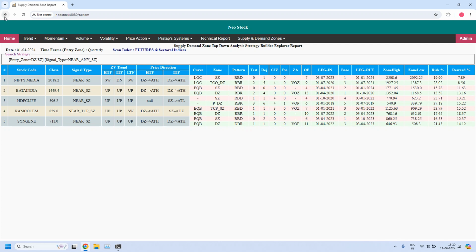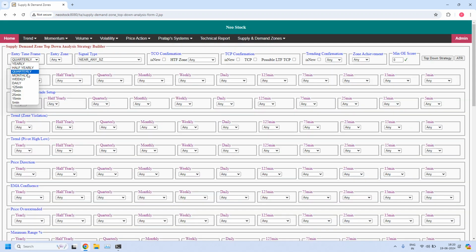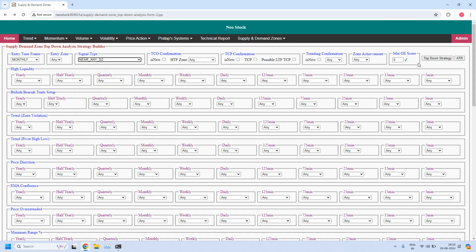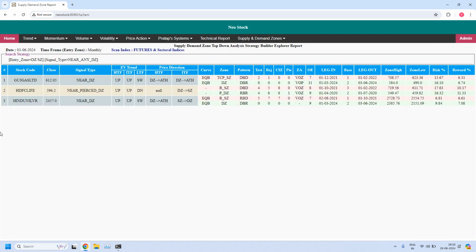Okay, let me generate the next report. I'm changing the time frame to monthly. Let us find the stocks near monthly demand zone. 3 stocks are filtered near to the monthly demand zone.